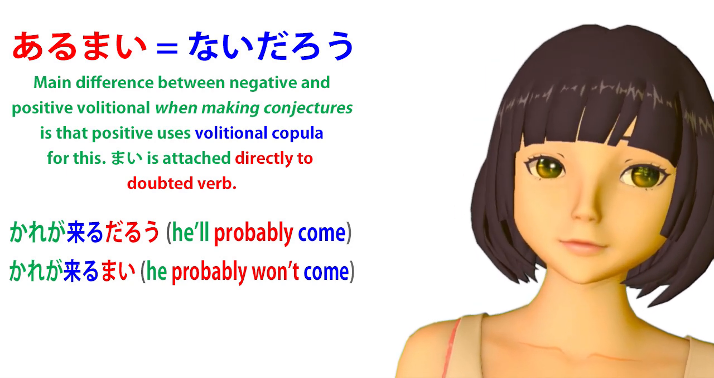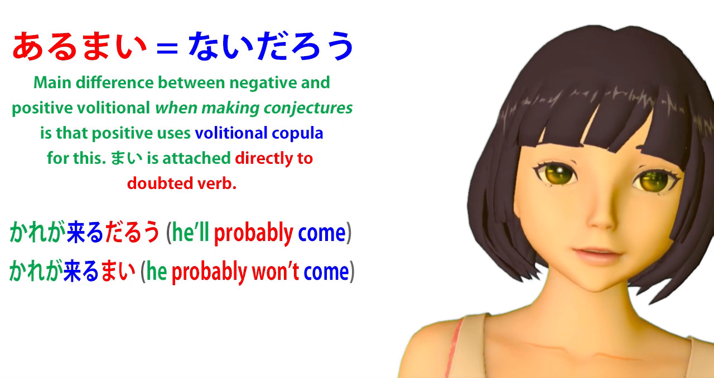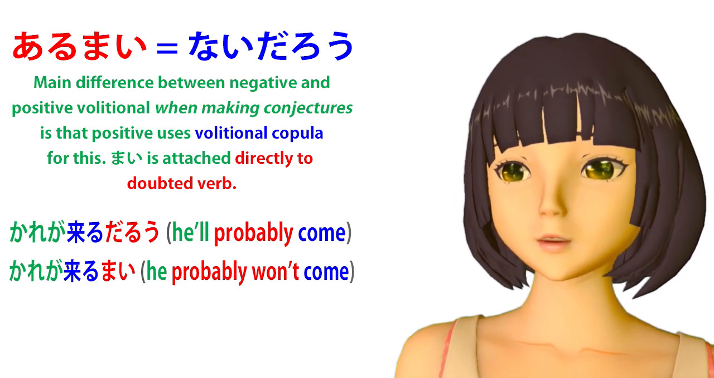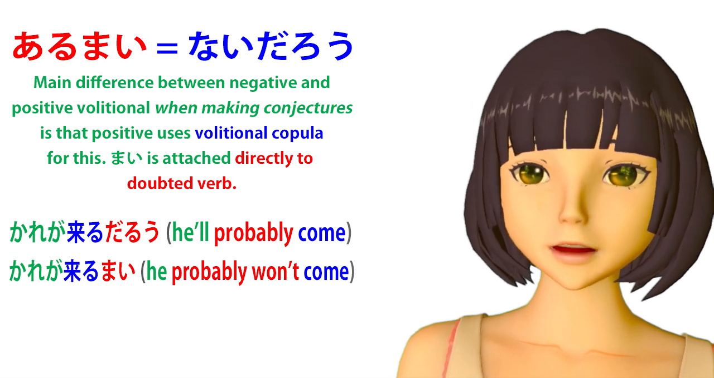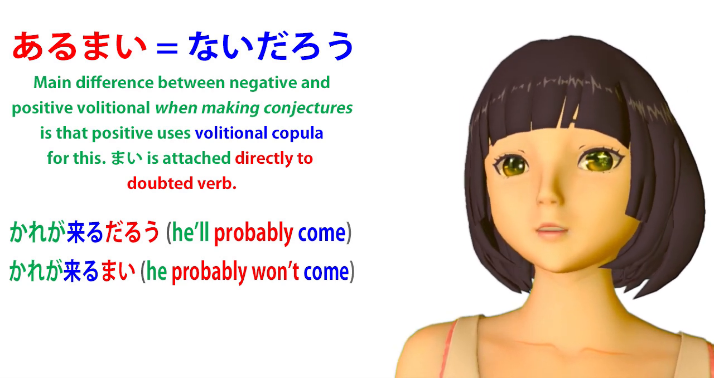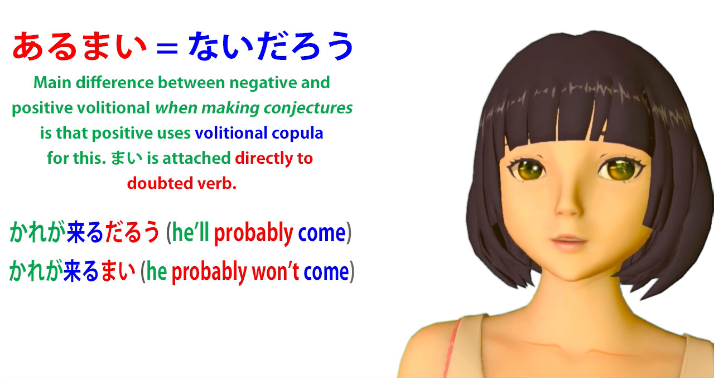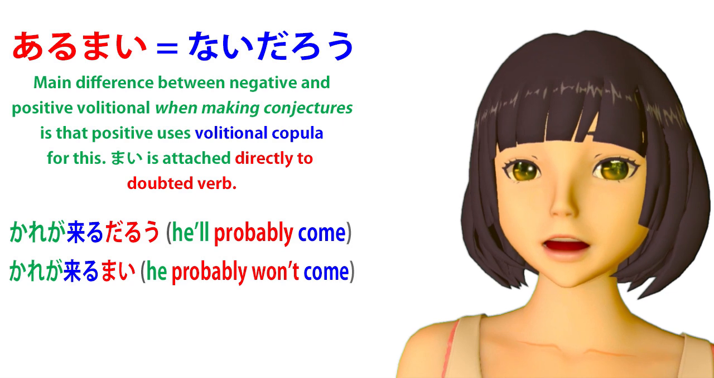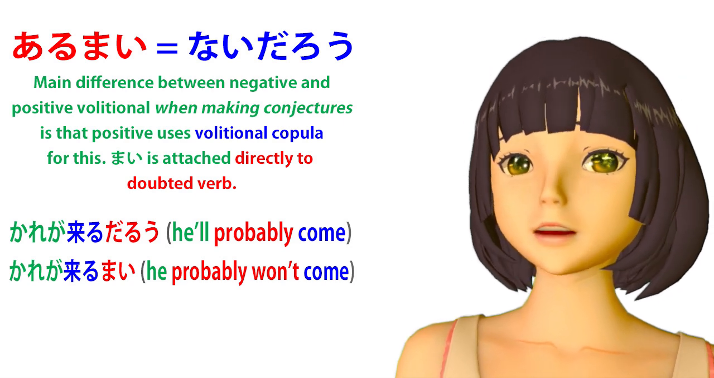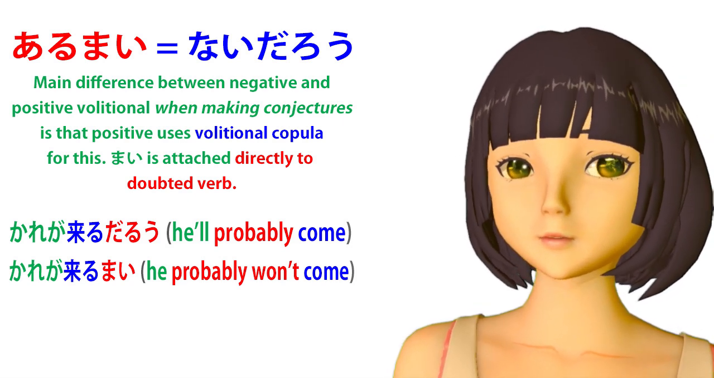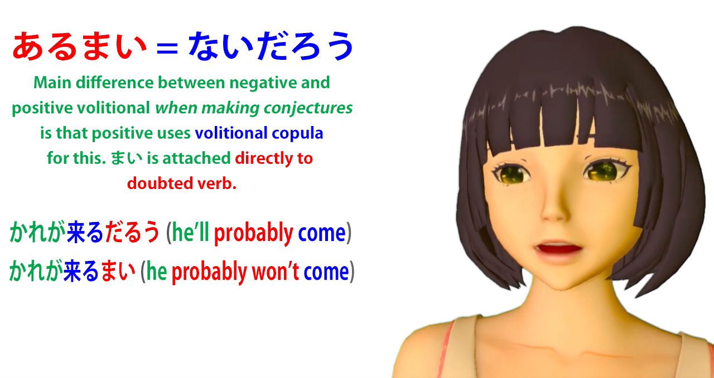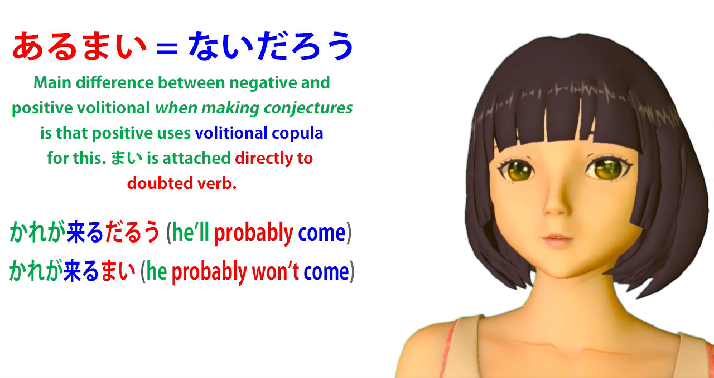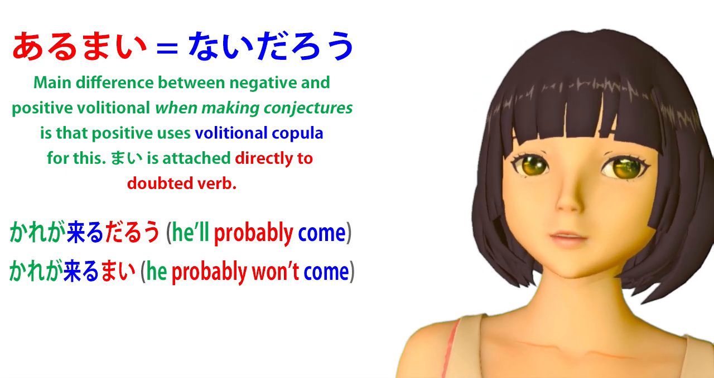But with mai, we can attach it directly to the verb, as we did in the previous examples. Sonna koto wa aru mai is directly equivalent to sonna koto wa nai desho. And there's no room for ambiguity here, because mai has a more limited range of meanings, as we've just discussed, than the positive volitional has. So we're not going to get confused with, say, a call to action, because mai doesn't do calls to inaction.